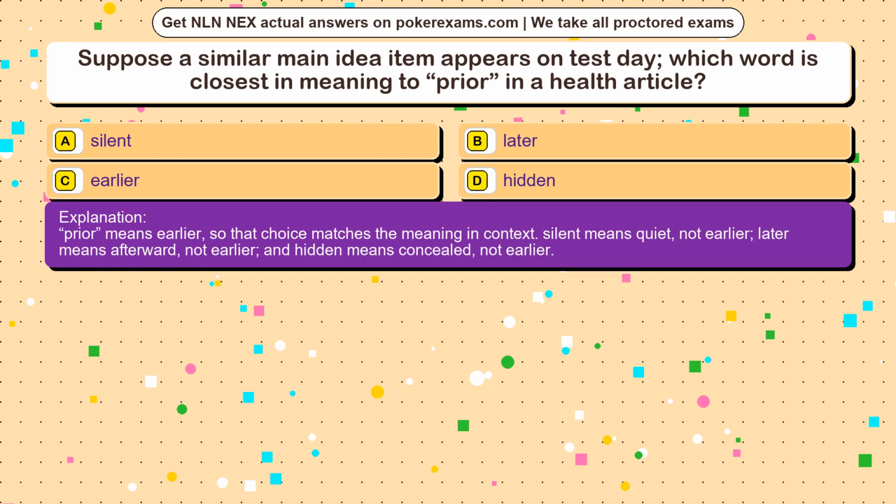Prior means earlier, so that choice matches the meaning in context. Silent means quiet, not earlier. Later means afterward, not earlier. And hidden means concealed, not earlier.